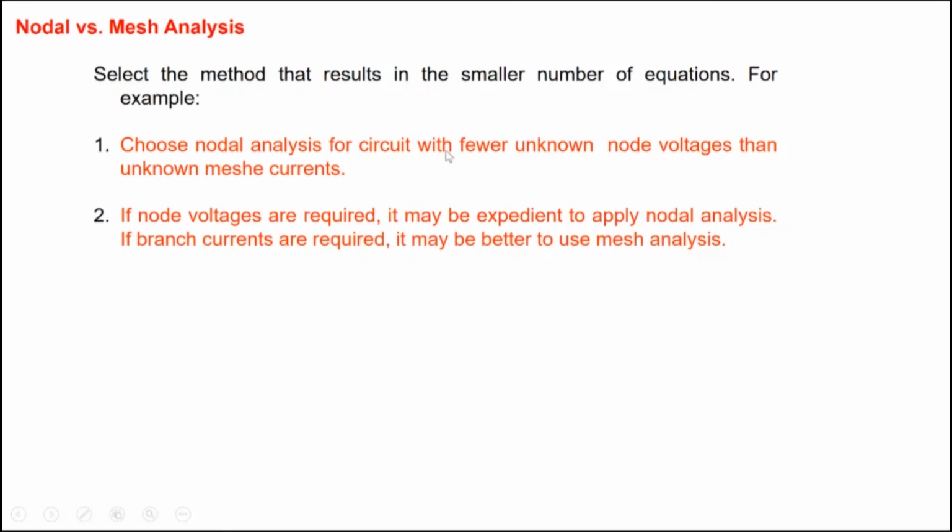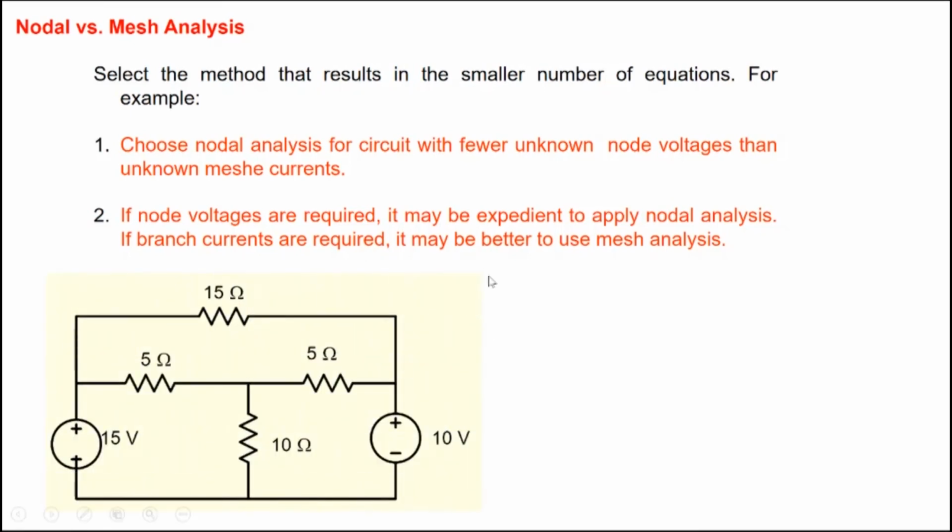So choose nodal analysis for circuits with fewer unknown node voltages than unknown mesh currents, and vice versa. Sometimes your interest is in a particular node voltage, so nodal analysis may make more sense, because otherwise if you determine the mesh currents, there's a little bit of a step involved to determine the appropriate node voltage. So look at this circuit here.